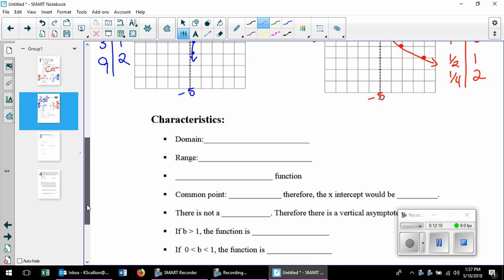Okay, so we need a range of a logarithmic graph. What's the domain? What's the range? Okay, I'm not going to ask you to pull out your notes, but if you were to look at the characteristic list of exponential functions, these are flipped.